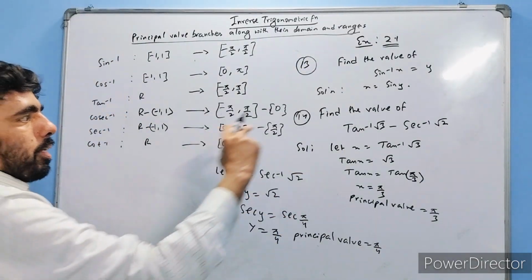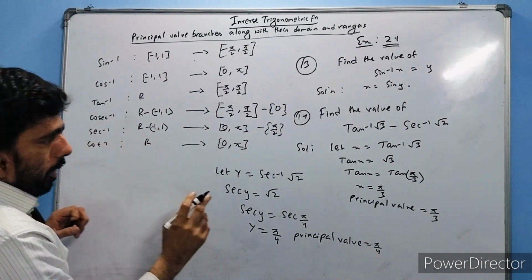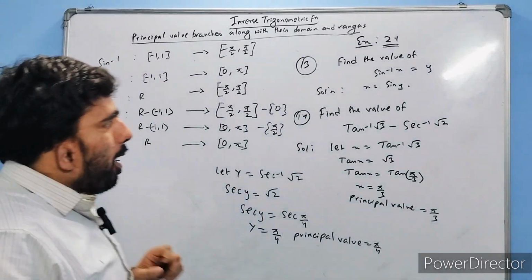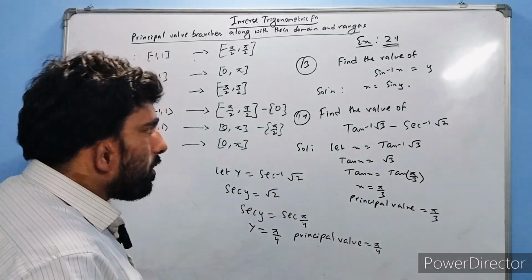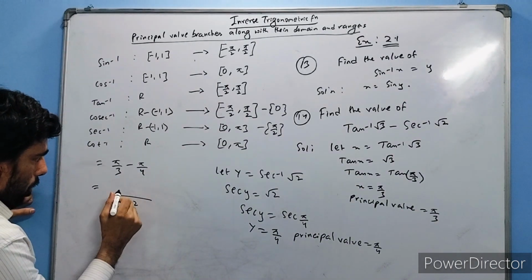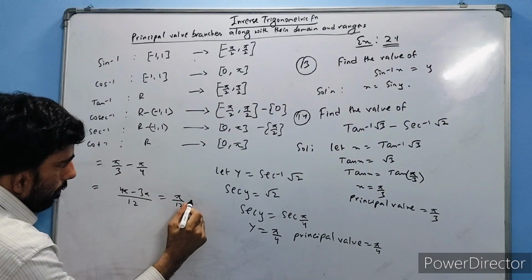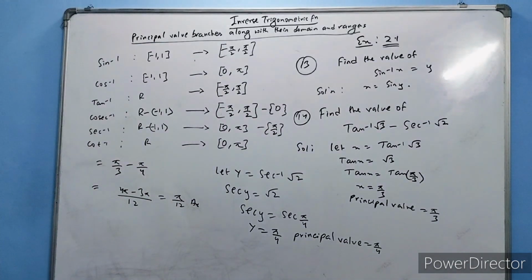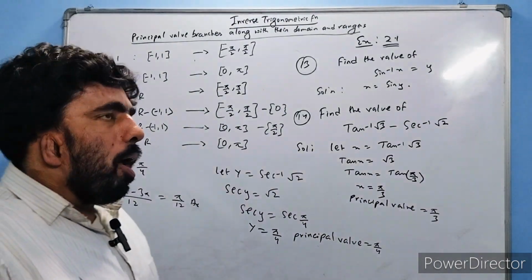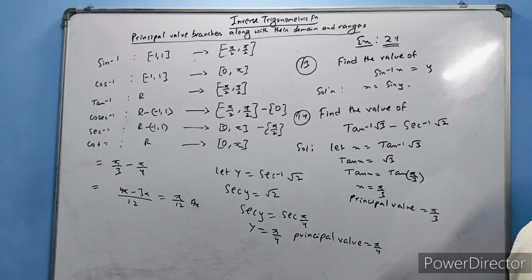Now we'll try to insert them in this. Tan inverse root 3 is pi upon 3, minus pi upon 4. So now we'll try to solve. 4 pi minus 3 pi, I got pi upon 12. So that is my correct answer. Yes, 4 pi minus 3 pi, so I got pi upon 12. So that is how we are able to find the principal value of this.